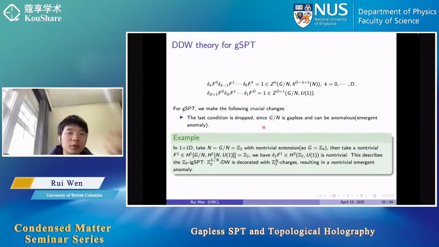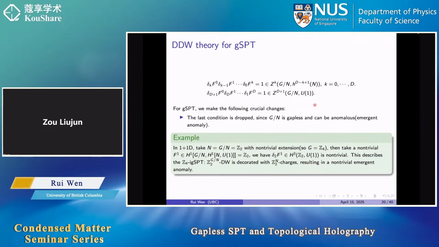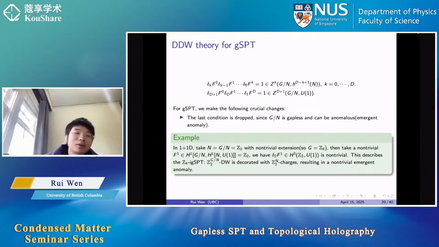So I don't think this can describe something with G anomaly. If G itself is anomalous, then it's beyond the description of decorated domain wall construction, at least. And in that case, you don't call it gapless SPT. I thought about defining something like an anomalous gapless SPT, but I don't have anything solid to talk about right now. But I think it's definitely something you can define.